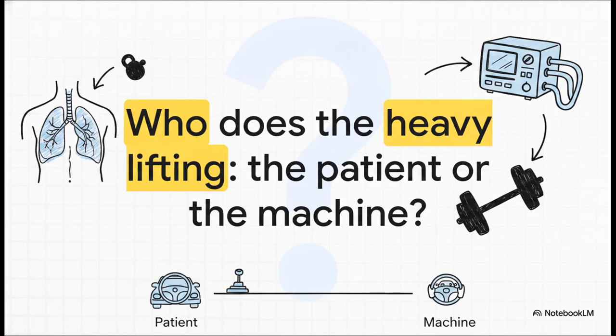So, armed with those two basic delivery methods, we're left with a crucial clinical question when setting up the machine. Simply put, who is doing the heavy lifting here? Is it the patient or is it the machine? This naturally leads us right into the specific modes of ventilation, which you can kind of think of as a spectrum of driving the car.